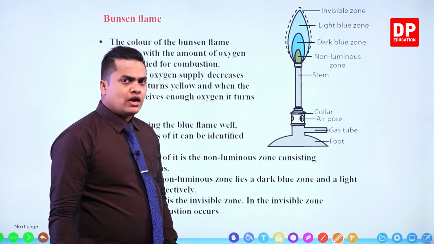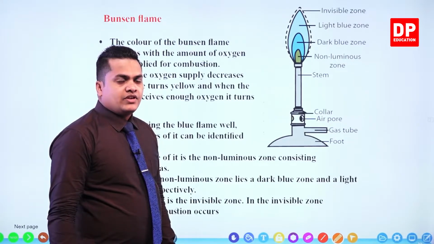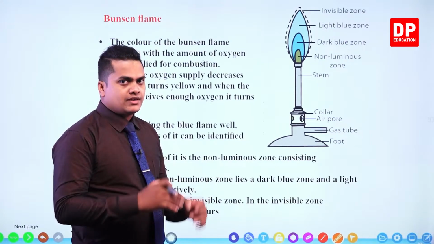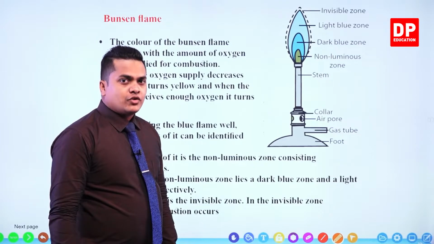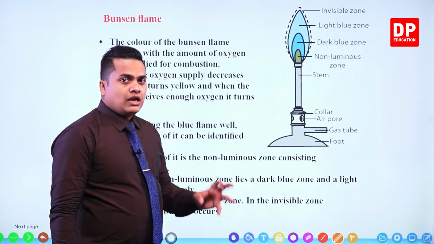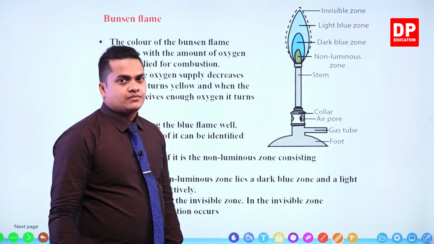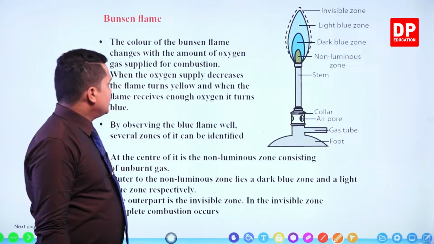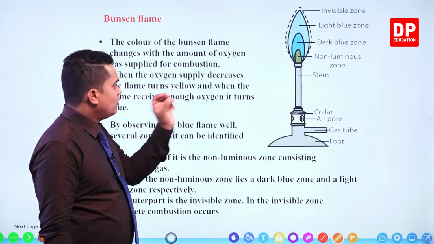Why is it turning yellow? Due to incomplete combustion of the fuel. We need to provide an adequate amount of oxygen in order to get a complete combustion. If there is no adequate amount of oxygen, then in that process we can observe incomplete combustion. During incomplete combustion, a yellow flame is emitted. So when the oxygen supply decreases, the flame turns yellow.